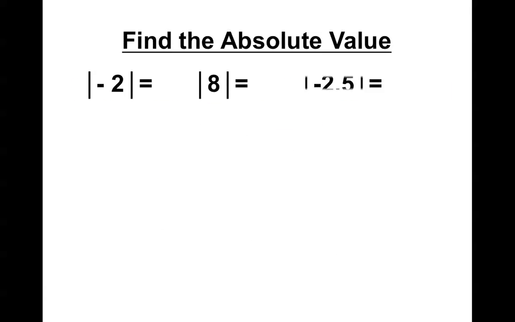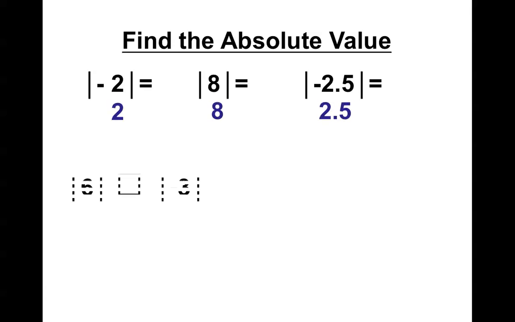We practiced finding absolute value, where the absolute value of negative 2 basically just says that negative 2 is 2 steps away from 0. The absolute value of 8 means that 8 is 8 steps away from 0. And the absolute value of negative 2.5 means that we are 2.5 steps away from 0 to the left. But all we care about is how many steps away from 0 we are.